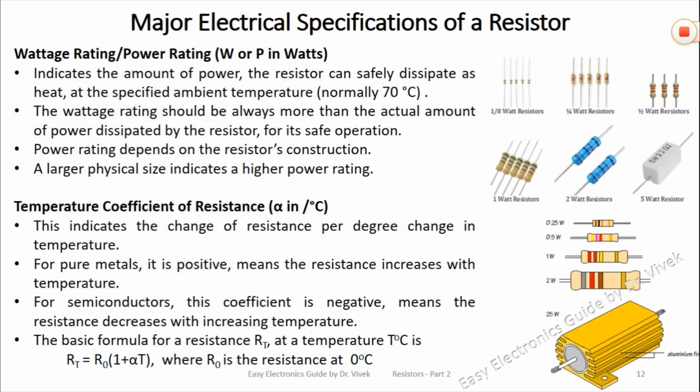The wattage rating indicates the amount of power the resistor can safely dissipate as heat at the specified ambient temperature. The temperature coefficient of resistance indicates the change of resistance per degree change in temperature. For pure metals, it is positive, meaning the resistance increases with temperature. For semiconductors, this coefficient is negative. That means the resistance decreases with increasing temperature.